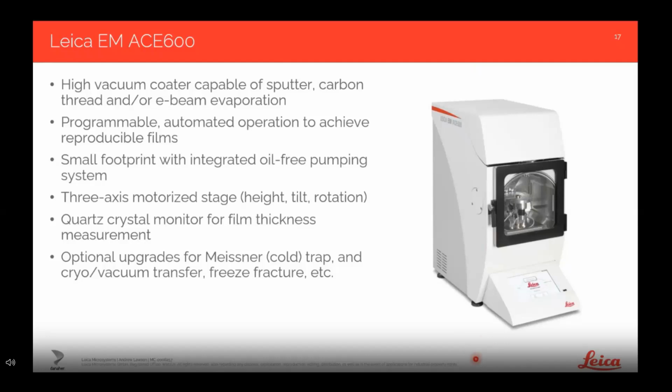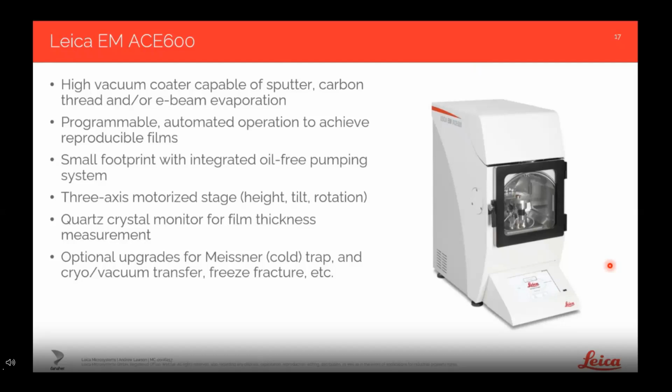It features a 3-axis motorized stage, so the program can adjust the working distance or the height of the stage, the tilt of the stage, and the rotation. Every ACE600 comes standard with a quartz crystal monitor, which is at the center of the stage there. This will monitor and measure your film thickness and also terminate the process based on your desired thickness.